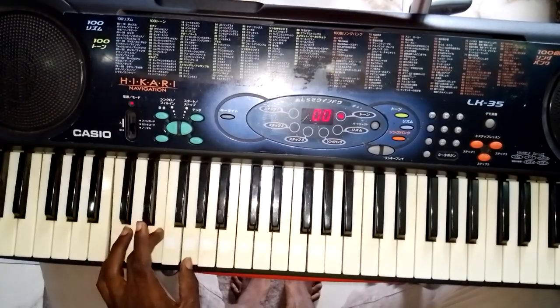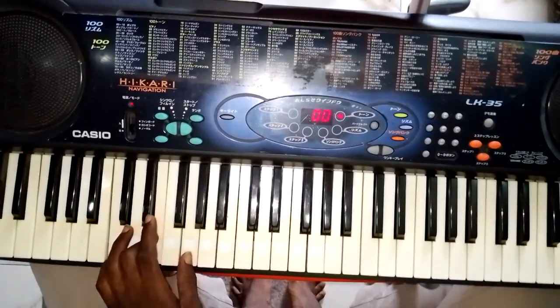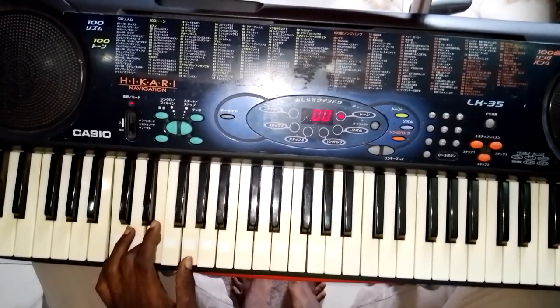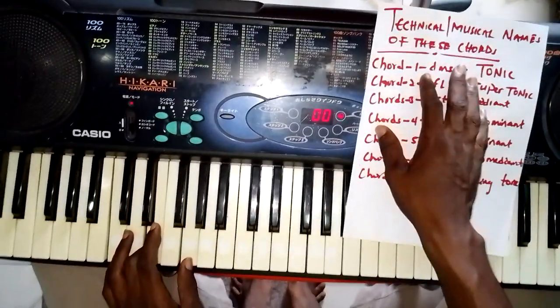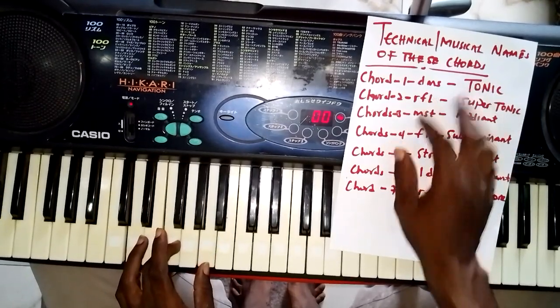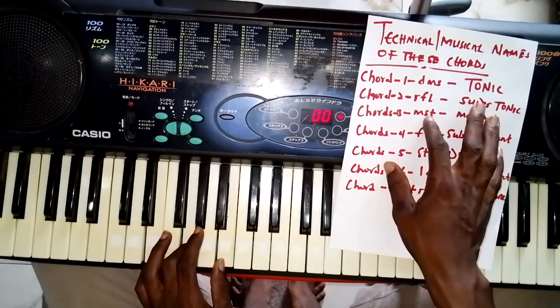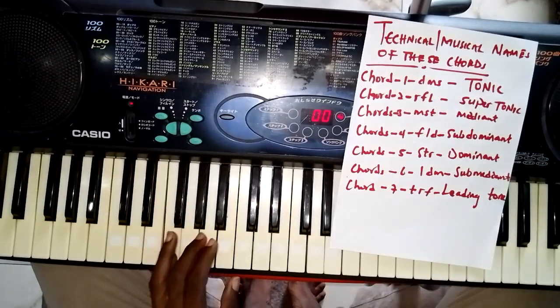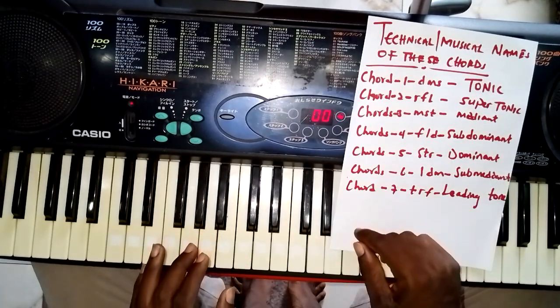Look at it again. Chord 1: do, mi, so. Then your chord 2. Your chord 3: mi, so, ti. You play together. Chord 4: you play fa, la, do.